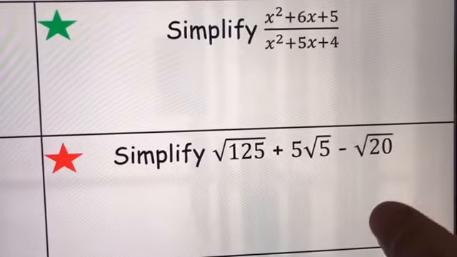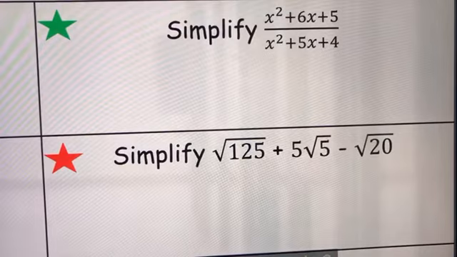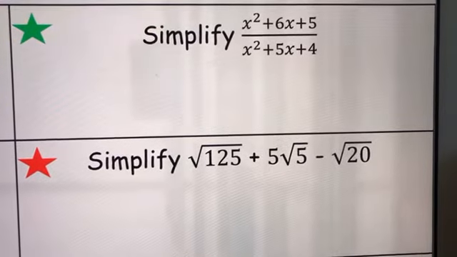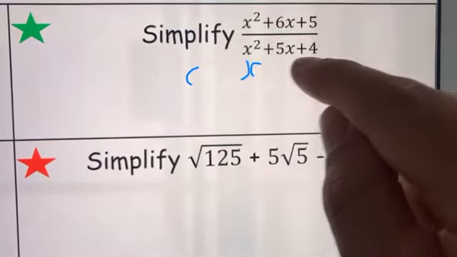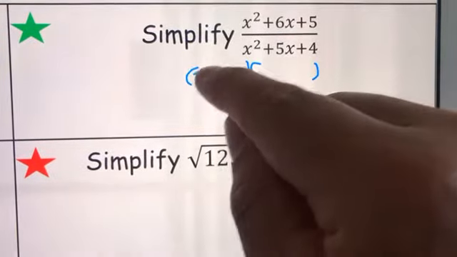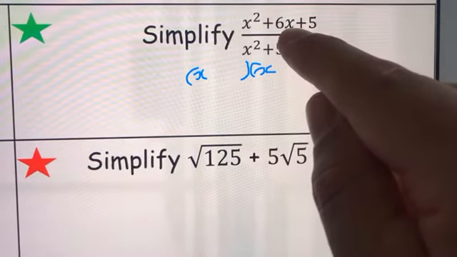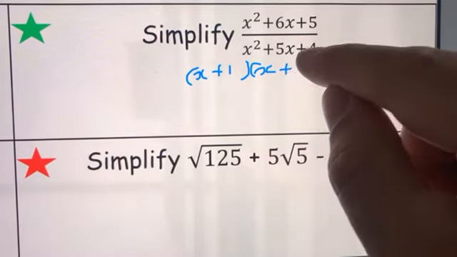Simplify this. This is essentially what we did on the first question, which is factorising two quadratics. We're not going to be able to solve them this time, but what we will do is be able to simplify and cancel some stuff out. So, if I factorise the top one into two brackets, I end up with x and x. They've got to multiply to make positive 5 and add to make positive 6. So it's going to be x plus 1, x plus 5.